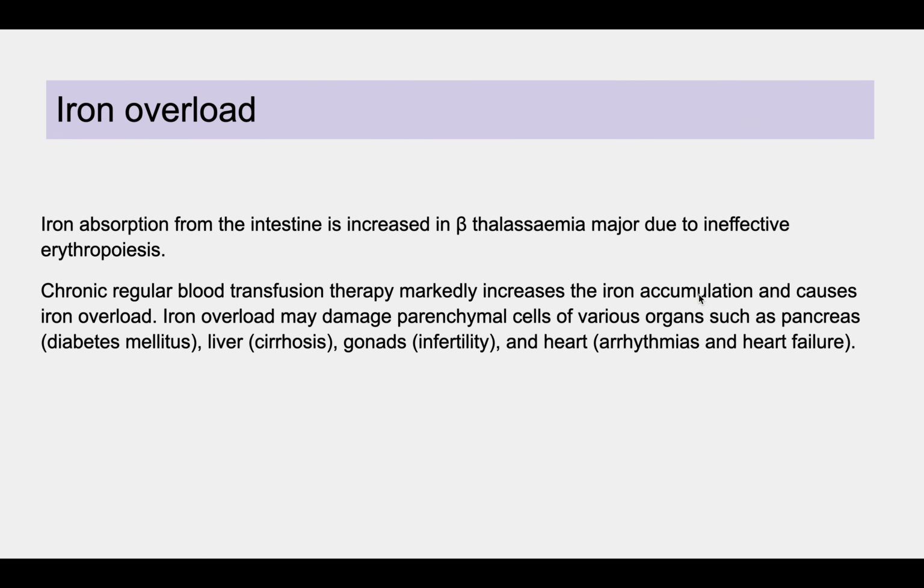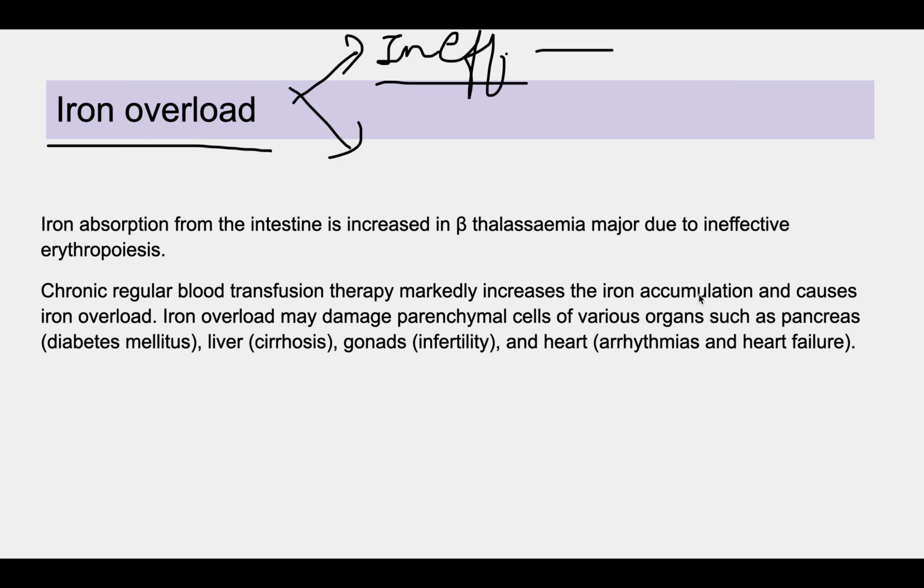Now iron overload also takes place in thalassemia. Iron overload can take place because of two things. Firstly, there is ineffective erythropoiesis. What does it cause? It causes increased iron absorption. The body tries to absorb more of the iron.